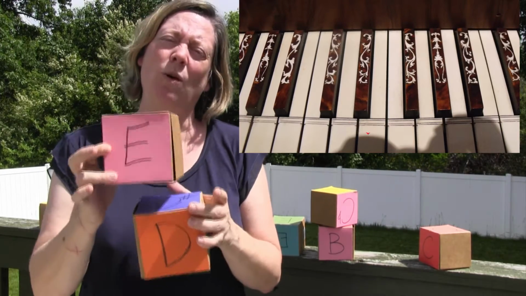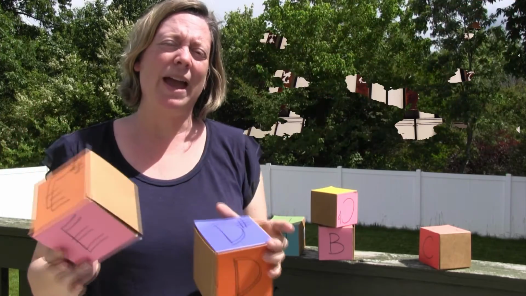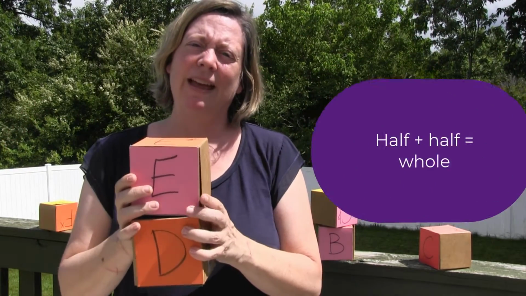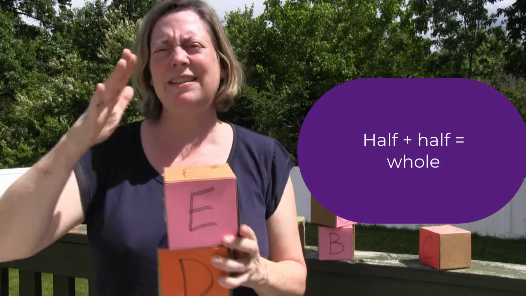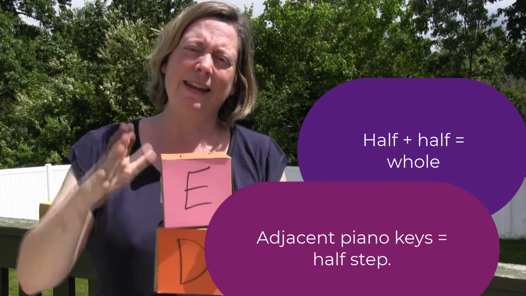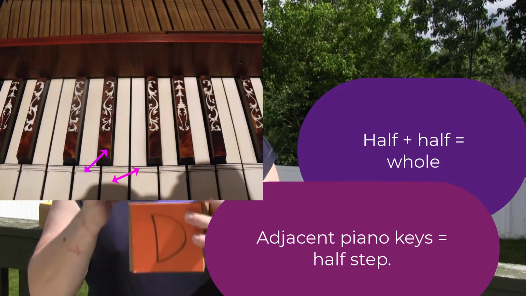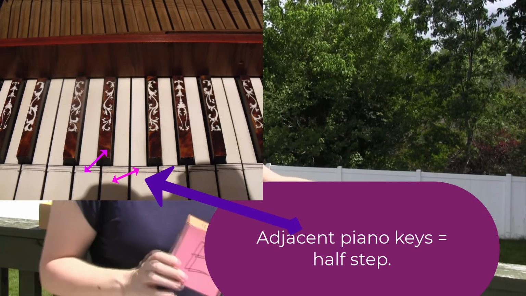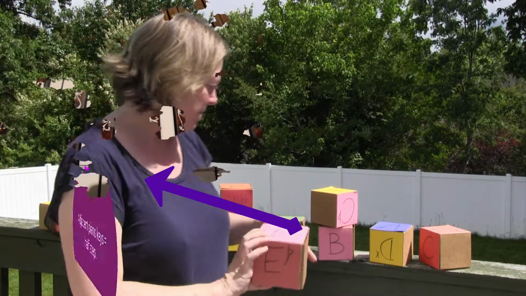E to D is a whole step. So we have half steps, 2 half steps, add up to a whole step. Anytime we have adjacent keys on the piano, that's a half step. Anytime we have a key in between those 2 keys we're heading to, then that's a whole step. Okay. I'm going to go back to half steps for just a second. Hang on with me there.